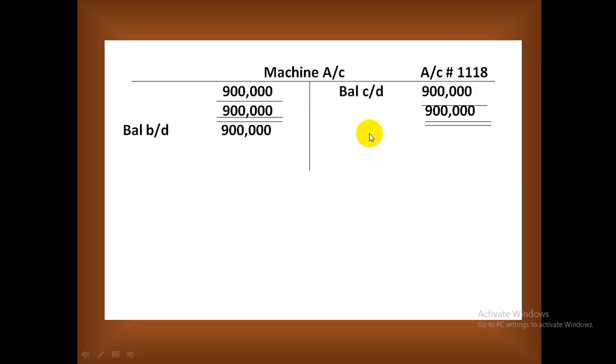Let's move to the next requirement of ledger accounts. The machine ledger account will show its cost. The same will be the carried down balance. We'll rule off the account and we'll write the same balance as the brought down balance.